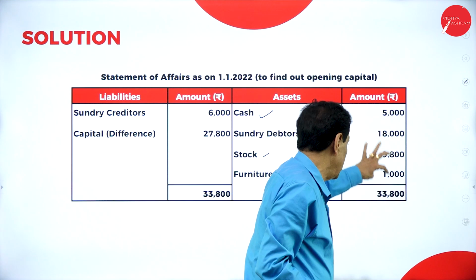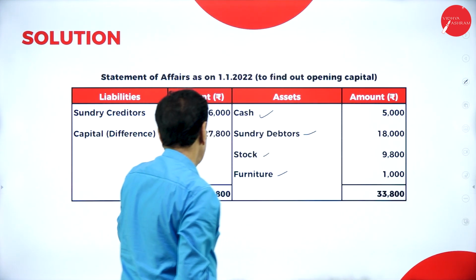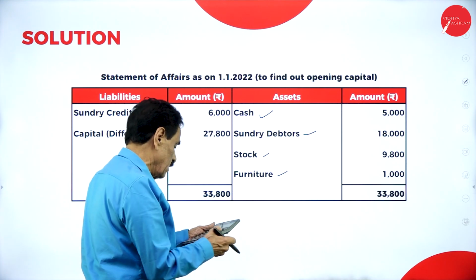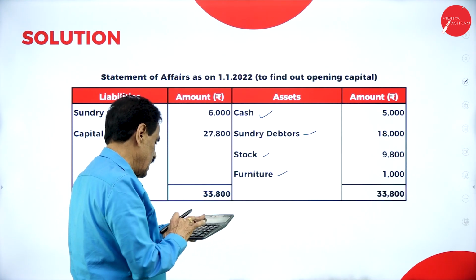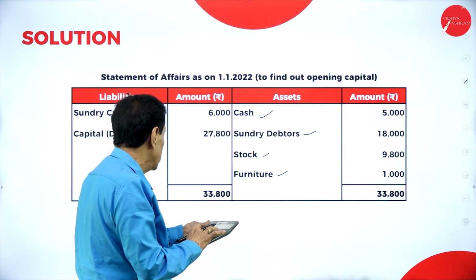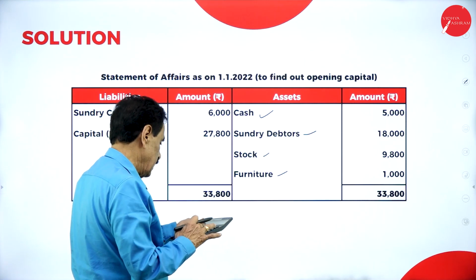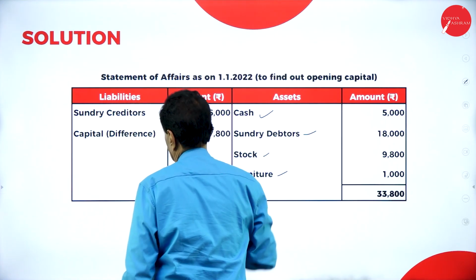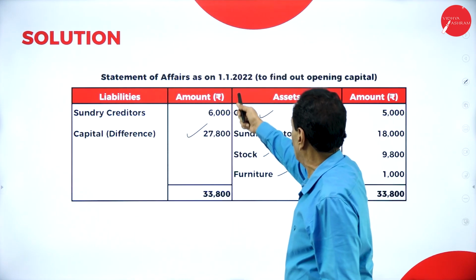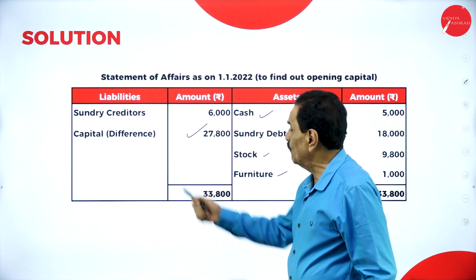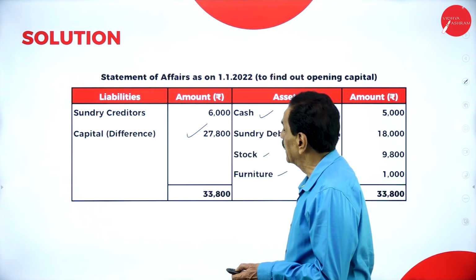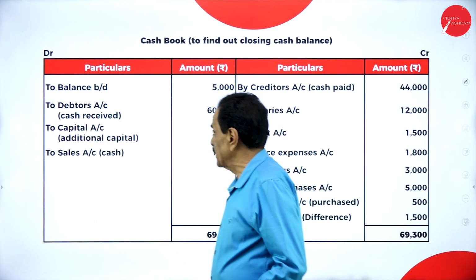If we add this, it becomes 33,800. Out of 33,800, deduct the 6,000. 33,800 minus 6,000 is equal to 27,800, which is the opening capital. Capital means opening capital, on which date? 1st of the month. So we find out the opening capital. One item is over. Then come back to your cash book that is given.